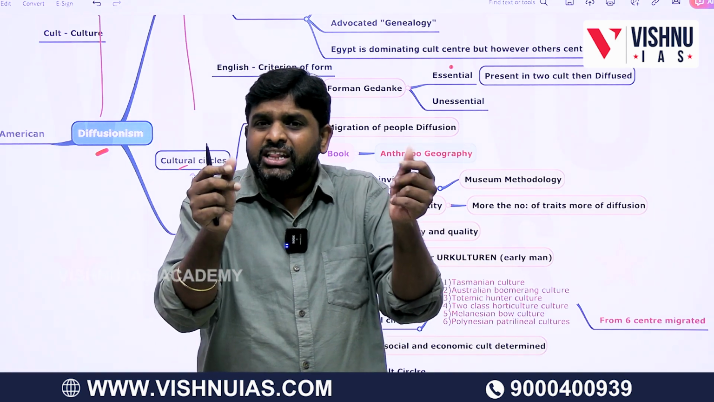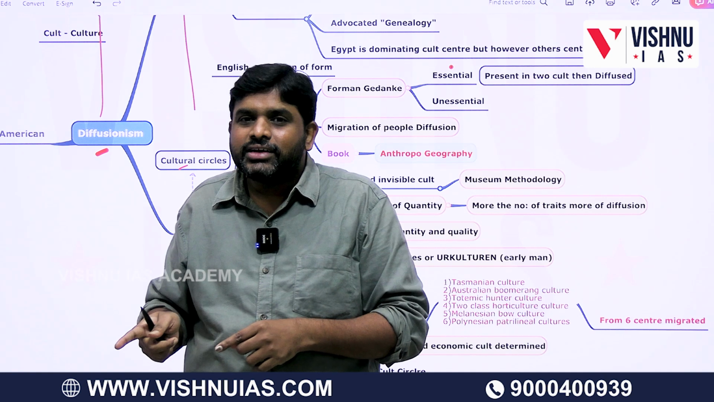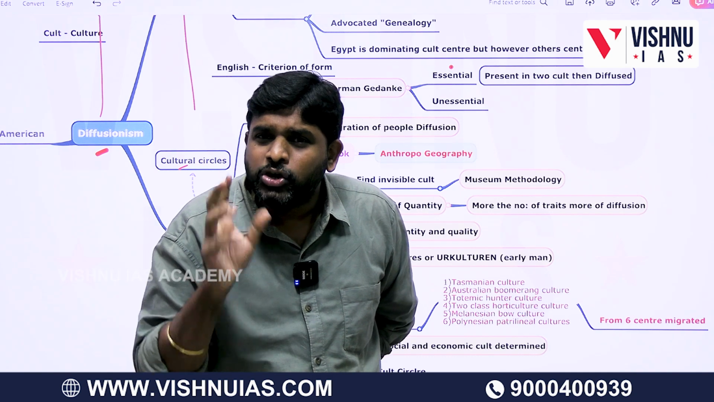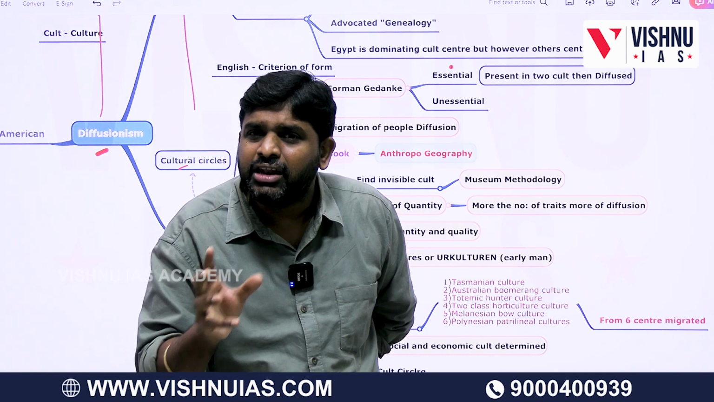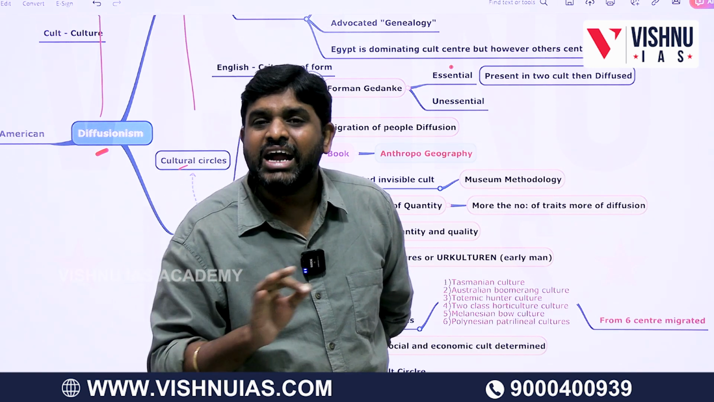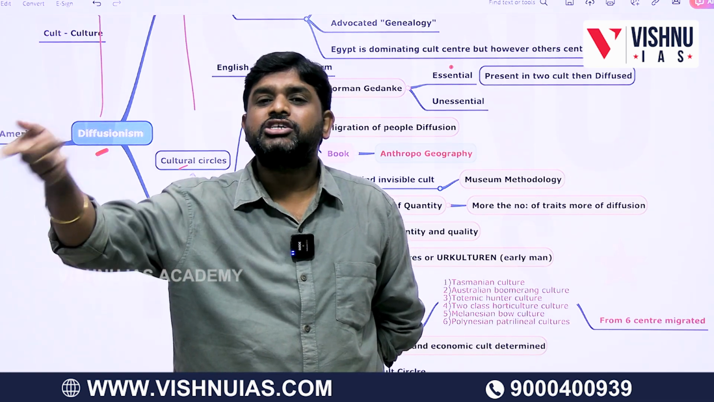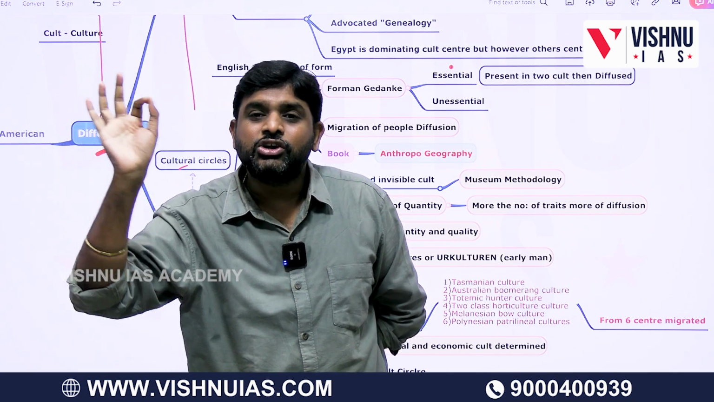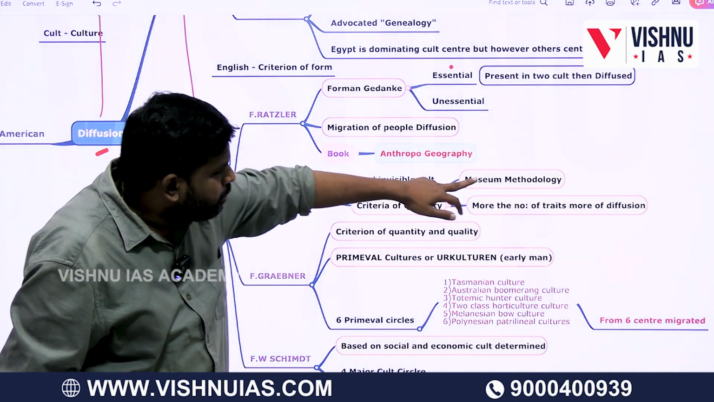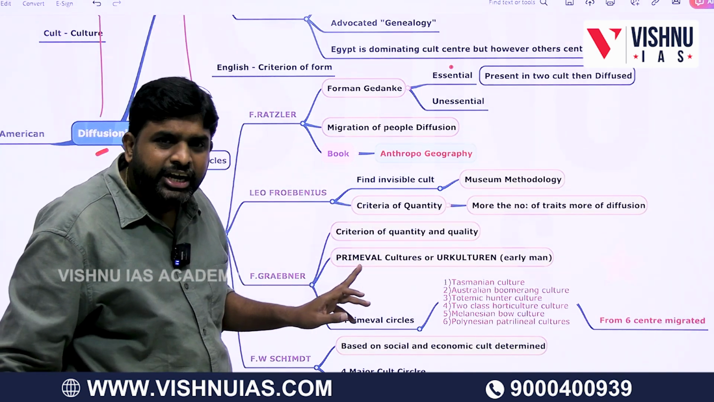So by dating methods, we find what is old, so that is the old culture from where it got diffused. And from that we come to the conclusion that if you want to genuinely know from where the culture has moved, then it is by studying the invisible cultures. And those invisible cultures we can know by studying the museum collections. When you know the museum collections, then you will understand from where the culture got diffused. The beautiful concept he told, Frobenius: find invisible cultures, museum methodology or museum collections. The more the number of tribes, the more the diffusion, which is called the criterion of quantity.